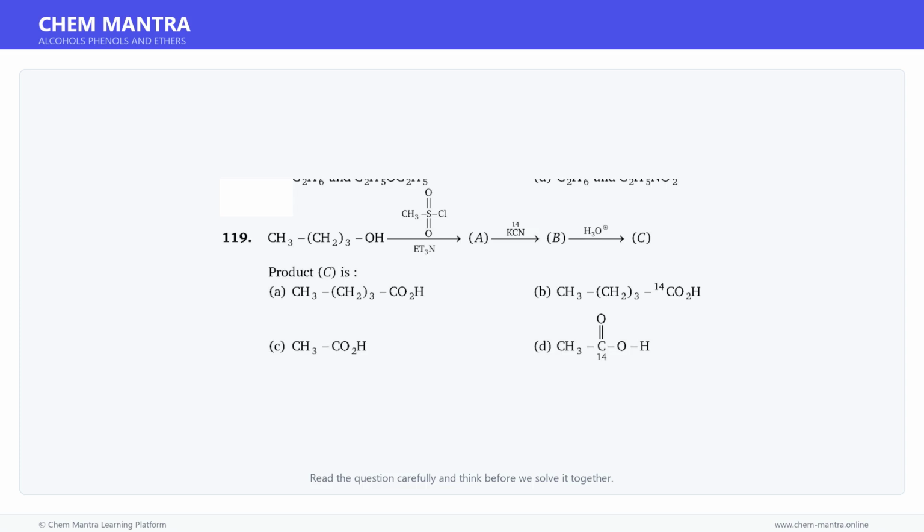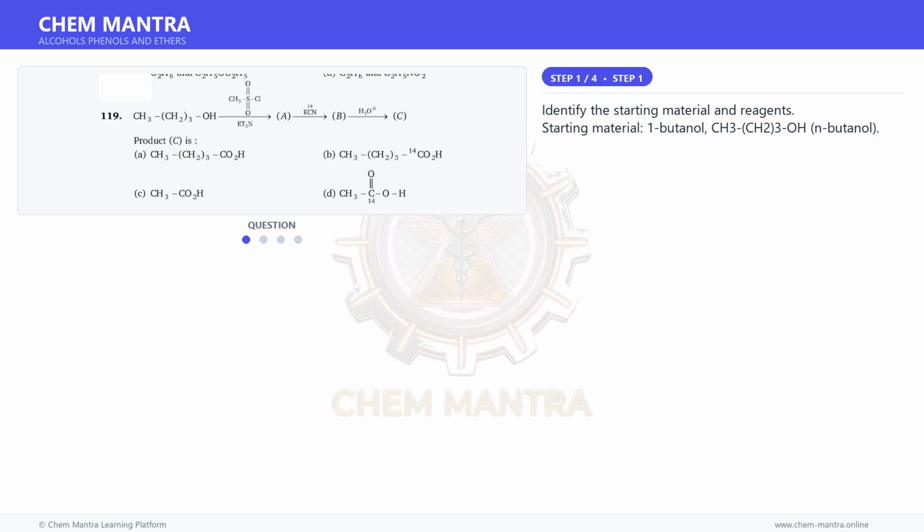Here is a question. Read it carefully and think about the answer. Let us solve it step by step. Let us begin solving this step by step. Identify the starting material and reagents. Starting material: 1-butanol, CH3(CH2)3OH, n-butanol.